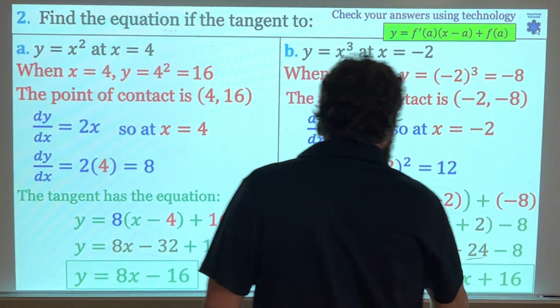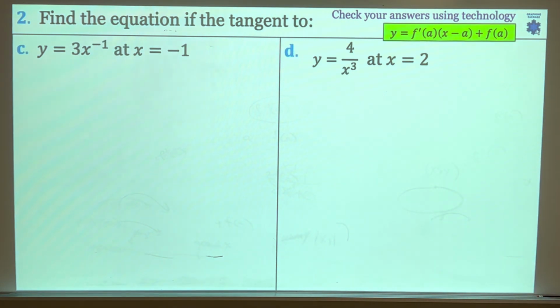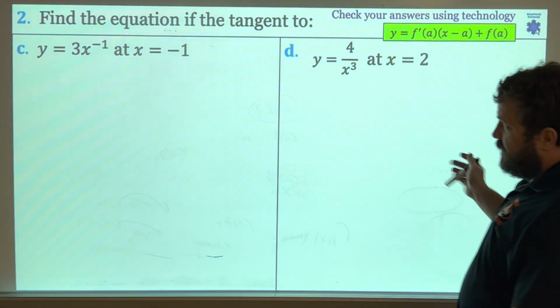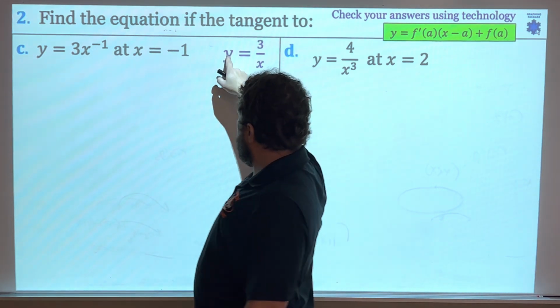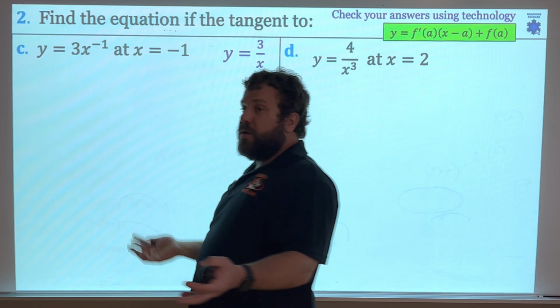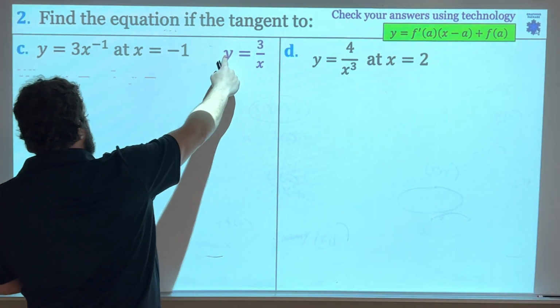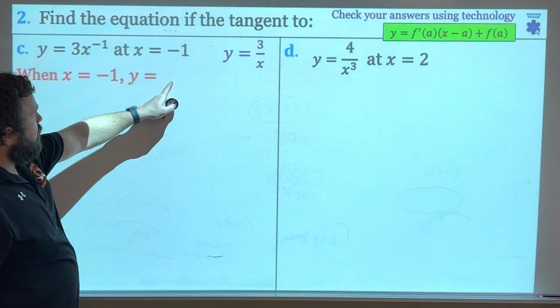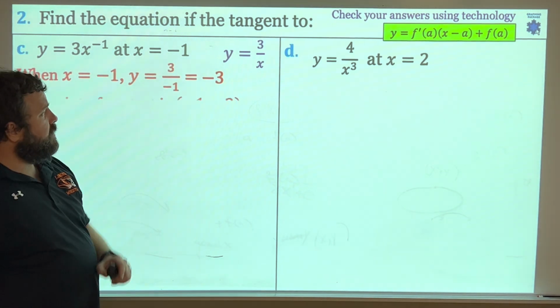C and D. All right. Problem C. Y equals 3x to the negative 1. Same steps, when x is negative 1. This is the same as y equals 3 over x. If you want to rewrite it, you can. You have to know what y is. So when x is negative 1, y is 3 divided by negative 1, which is negative 3. My point of contact is (negative 1, negative 3).